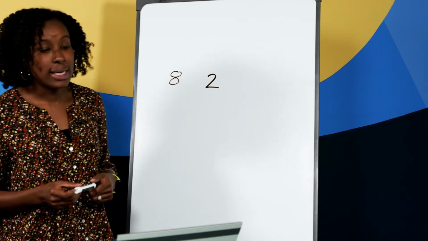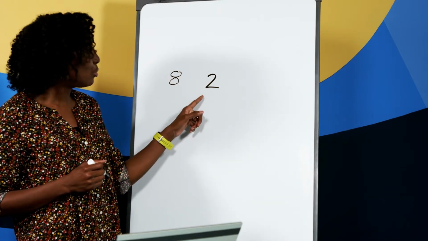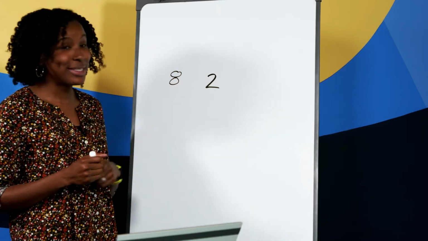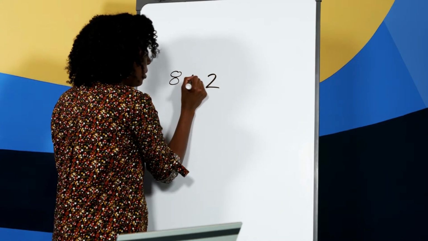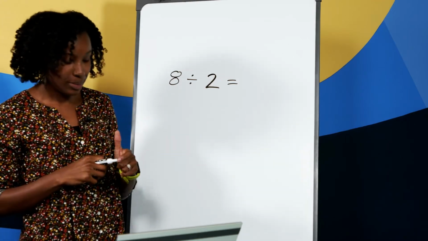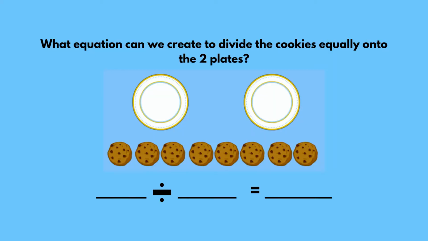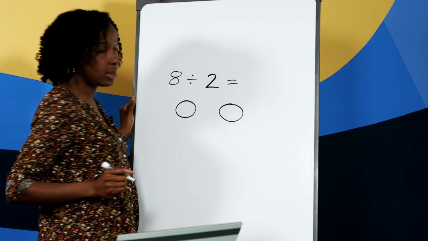So we're going to write an equation so that we can divide these 8 cookies onto these 2 plates. We've already got our numbers in the right place. We want to include that division symbol right here in the middle. So we'll be doing 8 divided by 2. So what we can do is take a moment to draw a little picture on our board. That way we can actually put those cookies on the plate.